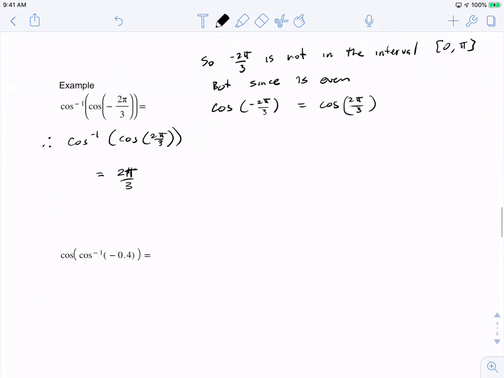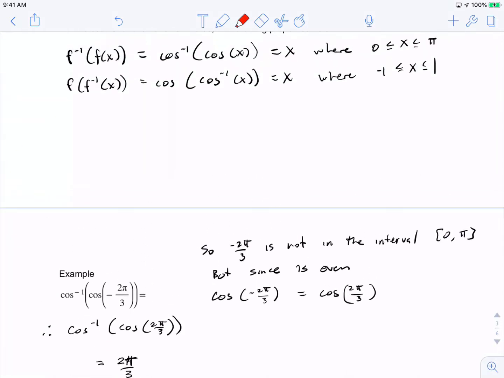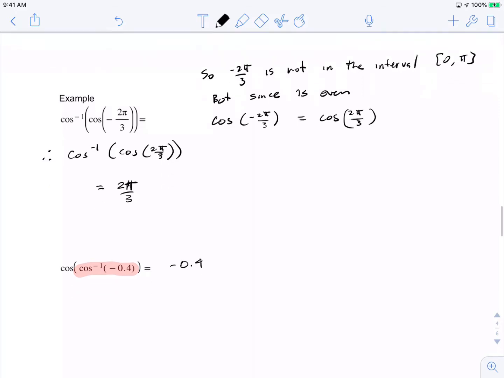Okay. The next example we see here is in the inverse. So the inverse was from -1 to 1. Negative 0.04 is in that interval, and since it falls in that interval, our answer is very simply that.